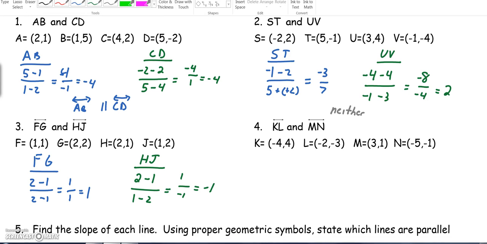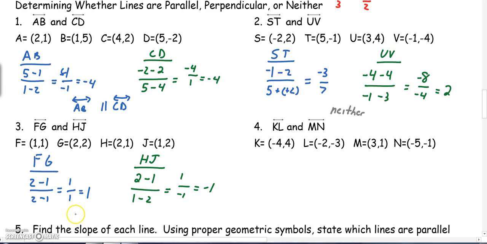In this case, these are opposite reciprocals because they have different signs and they are flipped, so this is going to be line FG is perpendicular to line HJ.